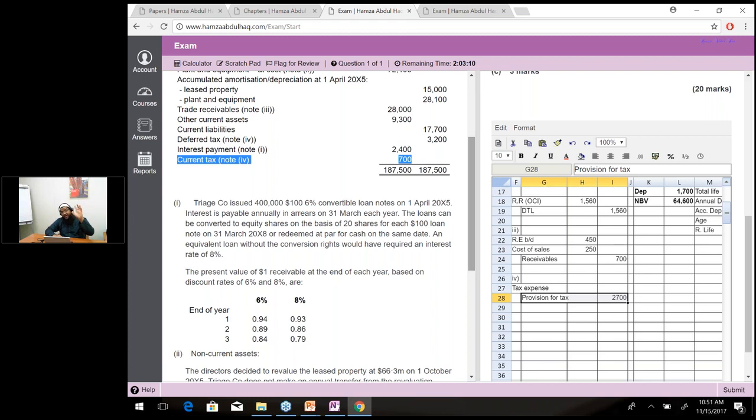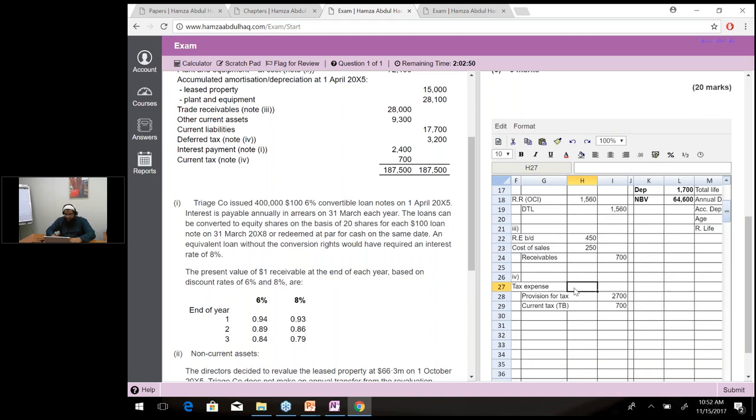So a debit means an under provision in the last year, and this would increase the tax expense during the year. So I'm writing current tax, which I've taken from the trial balance, which is 700. So I'm crediting it, I'm removing it and taking it to the tax expense. So all these values will be added in the tax expense.